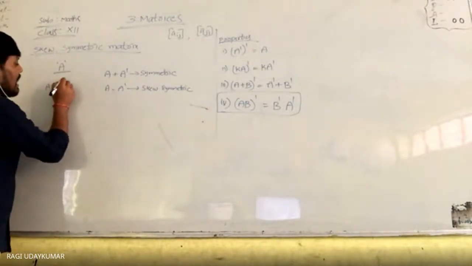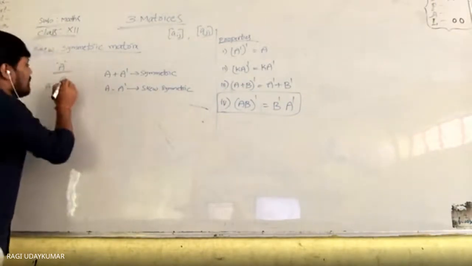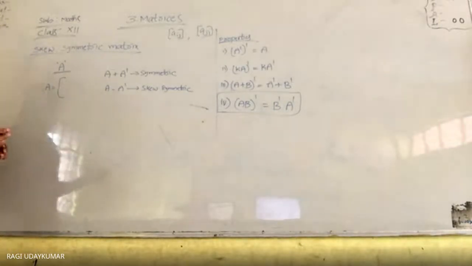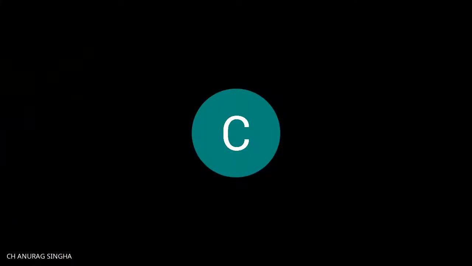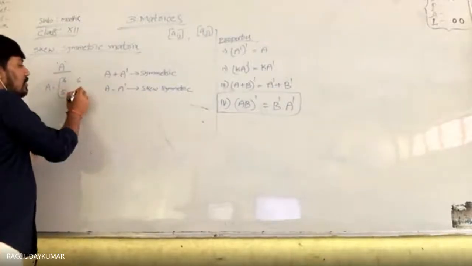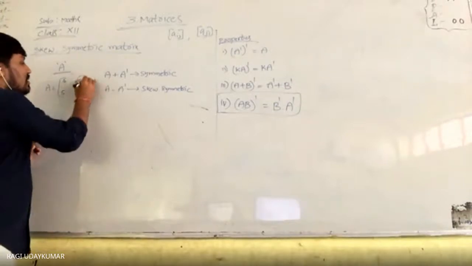Example, if you take it, A should compulsorily be a square matrix. It should be a square matrix. Let us take a 2 by 2 matrix. Can we take the 2 by 2 matrix? Yes, sir. Any 2 by 2 matrix you say. Any number. 4, 6, 5, 2. Okay. Now this is a matrix.